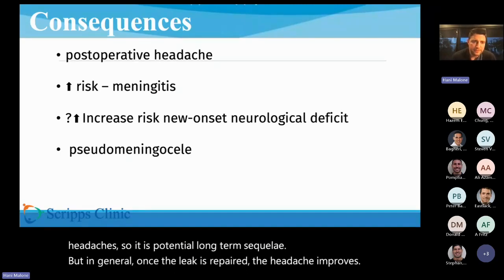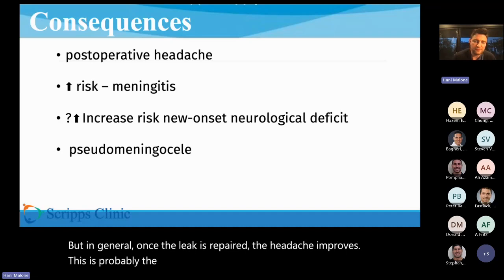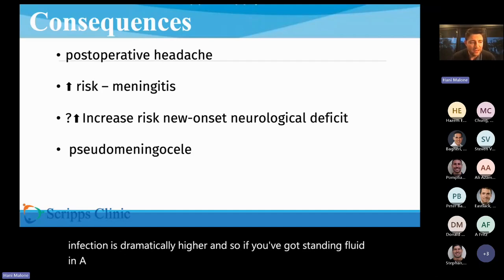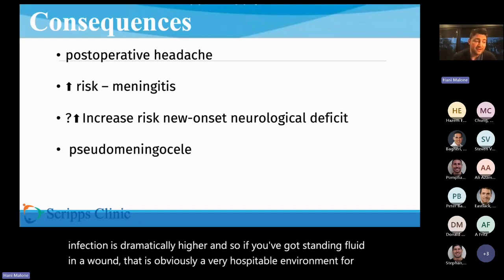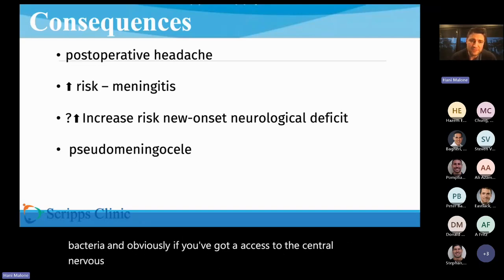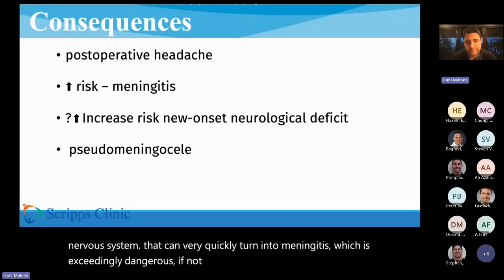This is probably the second biggest consequence. The risk of infection is dramatically higher. If you've got standing fluid in a wound, that is obviously a very hospitable environment for bacteria. And obviously, if you've got access to the central nervous system, that can very quickly turn into meningitis, which is exceedingly dangerous if not appropriately treated.